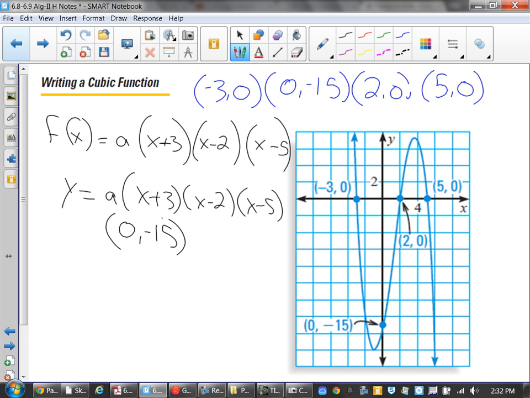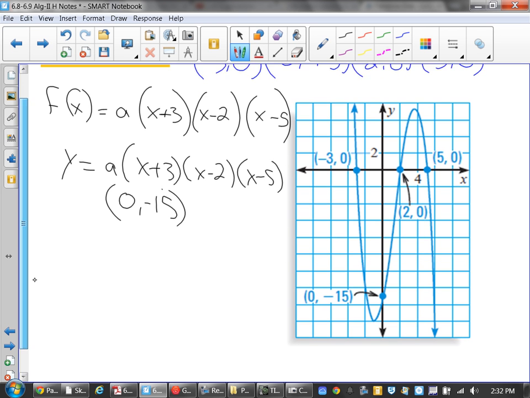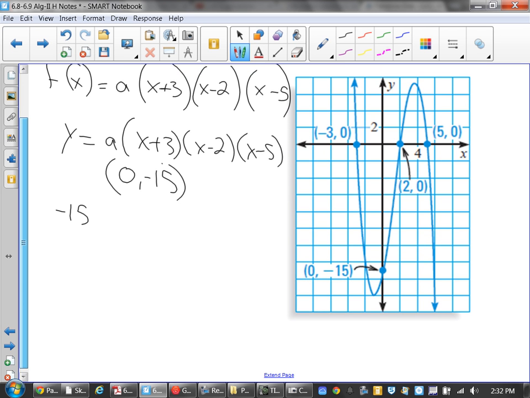Yeah. So what you wind up doing is you use that ordered pair as a set of x and y values to substitute in to find a. So x is 0 and y is -15. So -15 will equal a times (0 plus 3)(0 minus 2)(0 minus 5).